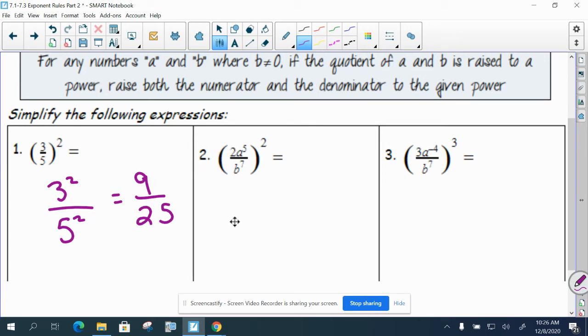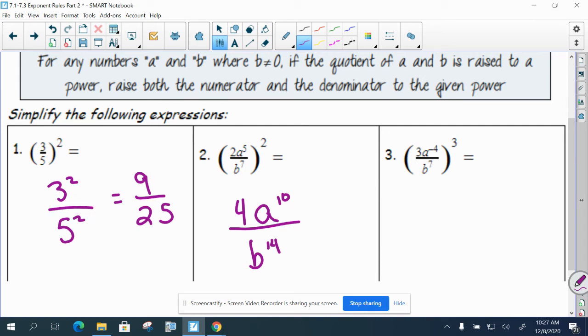For number 2, you do 2 squared, which is 4, a to the 5th squared, which would be a to the 10th, and then b to the 7th squared, which would be b to the 14th. And then there's nothing else to simplify or reduce, so that would be your final answer.